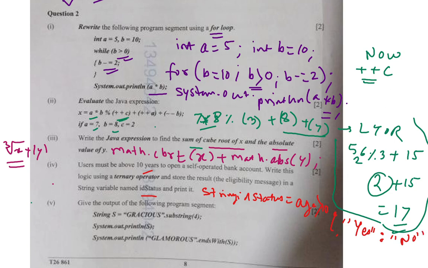See, I have to print the eligibility message yes or no. If this condition, greater than 10, is true, then this message yes will be printed. idStatus will be assigned as yes, or else no. Got it? And after that you just have to put System.out.println, and you can just put this idStatus.